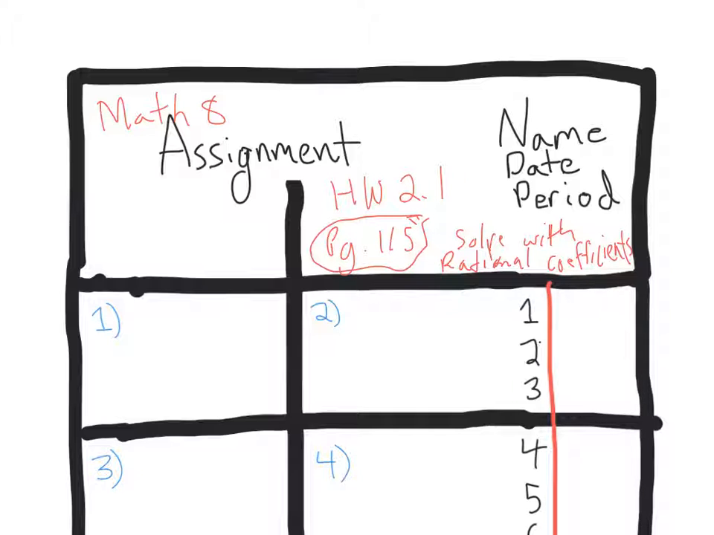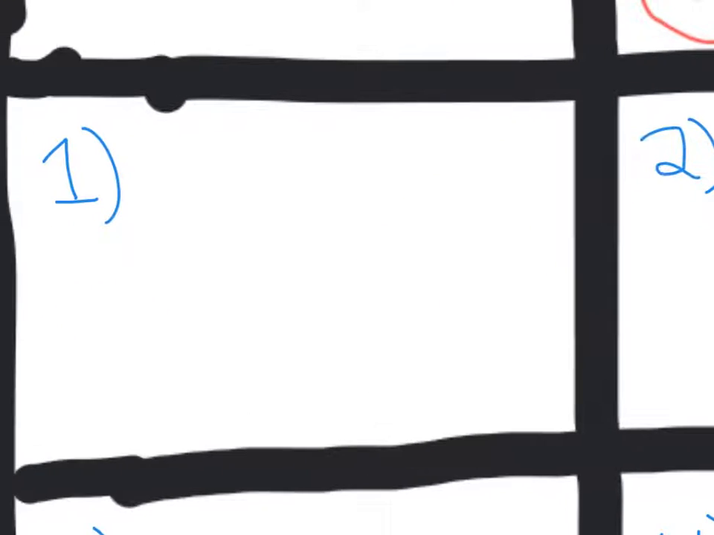This is homework assignment 2.1 and we are focusing on solving one-step equations with radical coefficients. Let's jump right on in. We'll start with number 1. We've got 6 is equal to 1 over 12v.